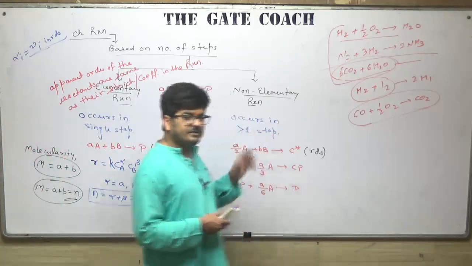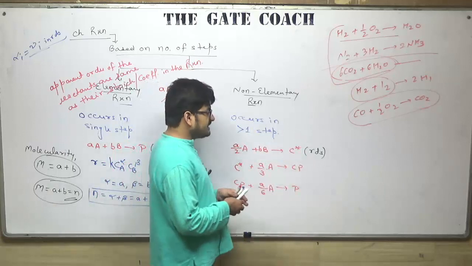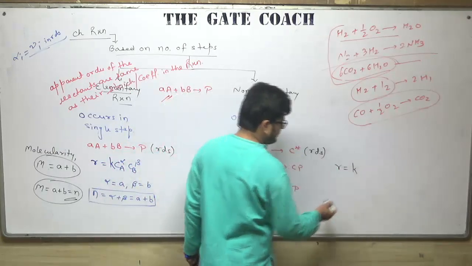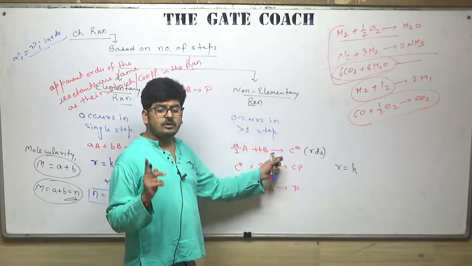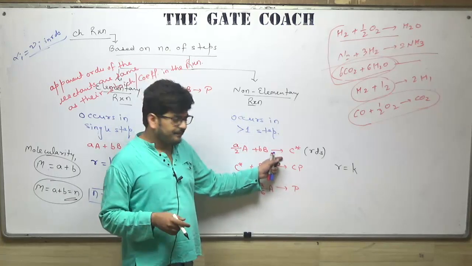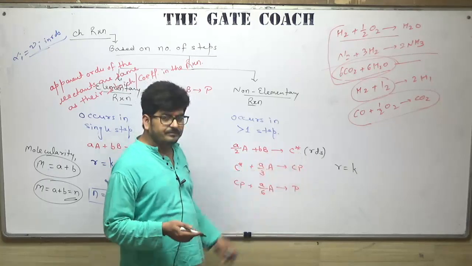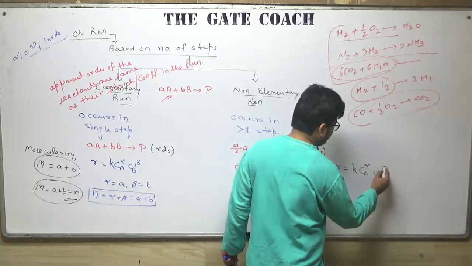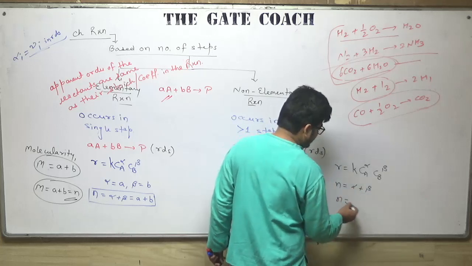So for a non-elementary reaction, suppose this step is the RDS, the rate determining step, then what will be the rate equation? R will be equal to k times the concentration of reactants, and remember the rate equation is always written only for the RDS as per the power law. So for this RDS, the reactants are A and B. So k, concentration of A power alpha, concentration of B power beta. Overall order is alpha plus beta. And what is the value of alpha?